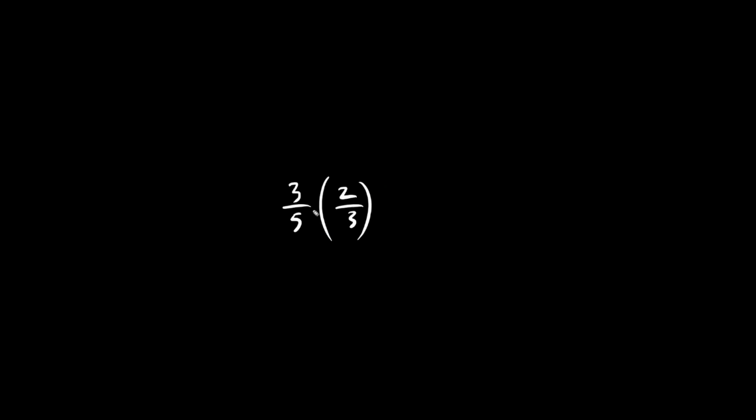When a fraction touches a bracket, there's a hidden multiplication symbol here. So we have 3/5 times 2/3. We can multiply across. 3 times 2 is 6, and 5 times 3 is 15. But remember to reduce. Dividing top and bottom by 3, we have 2 over 5.